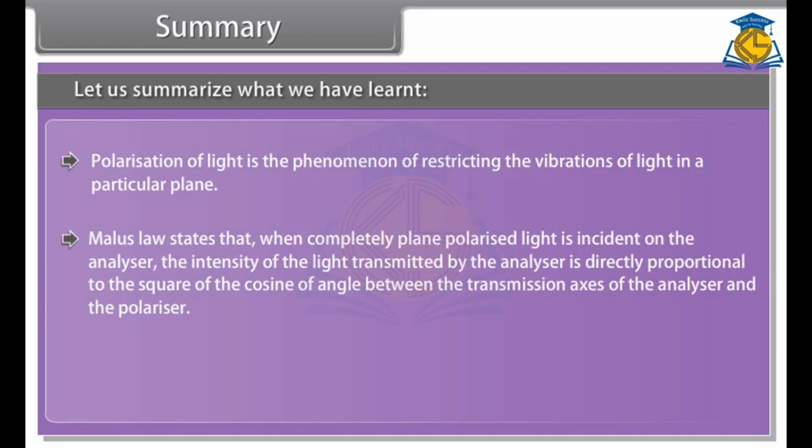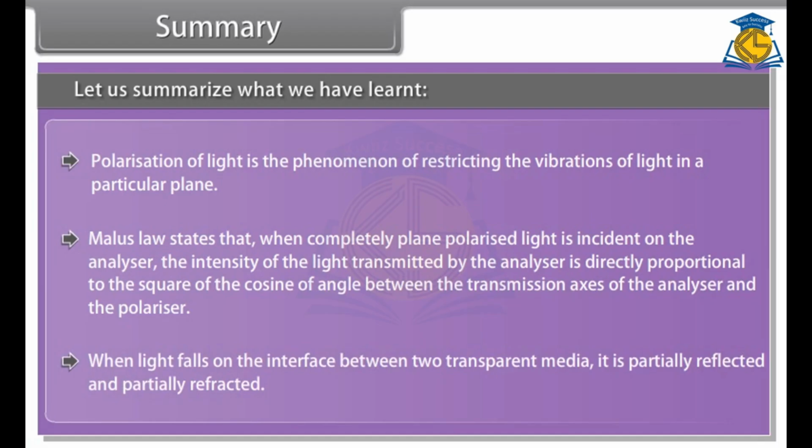Malus' law states that when completely plane polarized light is incident on the analyzer, the intensity of the light transmitted by the analyzer is directly proportional to the square of the cosine of the angle between the transmission axis of the analyzer and the polarizer. When light falls on the interface between two transparent media, it is partially reflected and partially refracted.